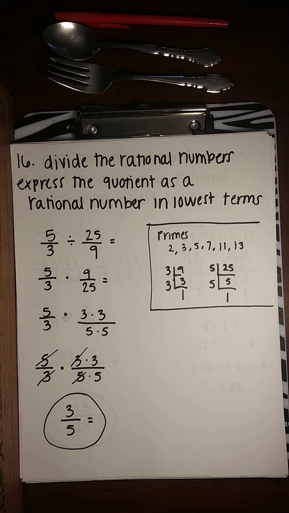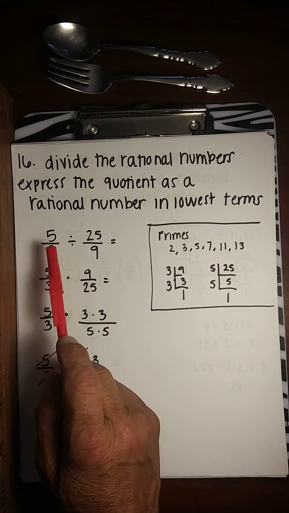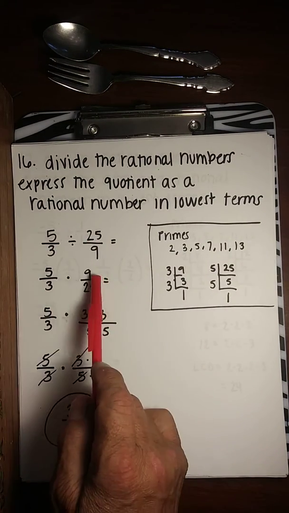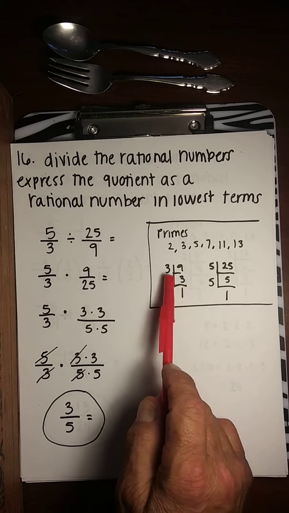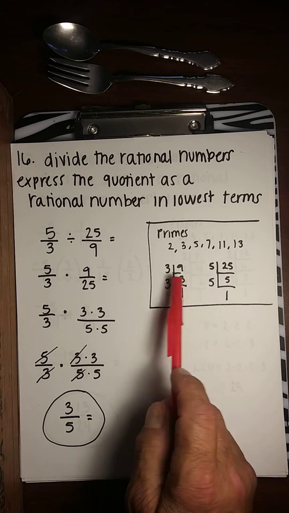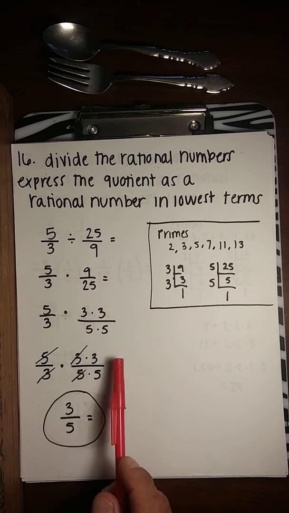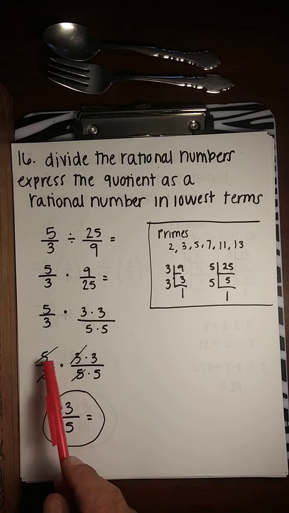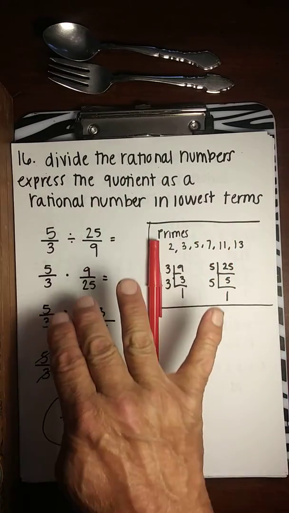Here we go. A little bit tougher. Divide the rational numbers and express the quotient as a rational number in lowest terms. Okay. Got it. Get the reciprocal of that one first. We flip it upside down. Now I need to break it down. 3 divides 9, 3. 3 divides 3, 1. So 3 times 3 is 9. 5 divides 25, 5. 5 divides 5, 1. So we have 3 times 3 and 5 times 5. Copy it again, and notice the 3's are gone, the 5's are gone. What's left over is only 3 over 5. After we did this with prime numbers, that's it.